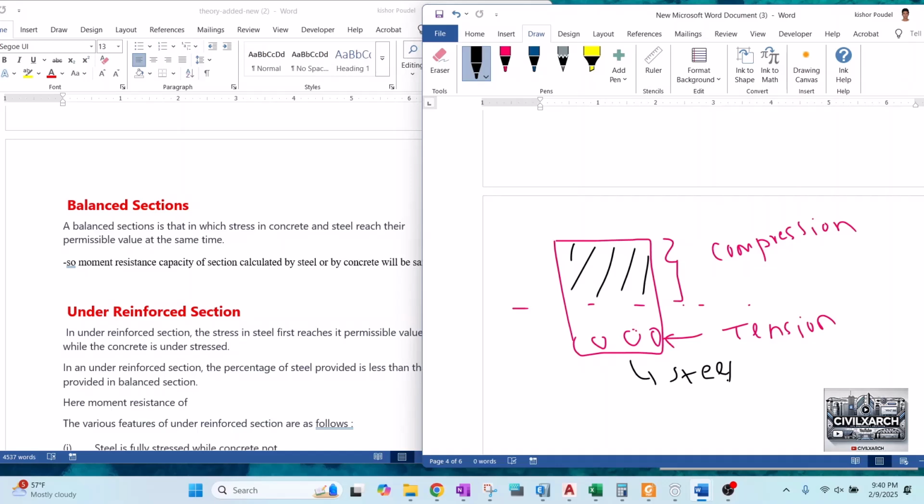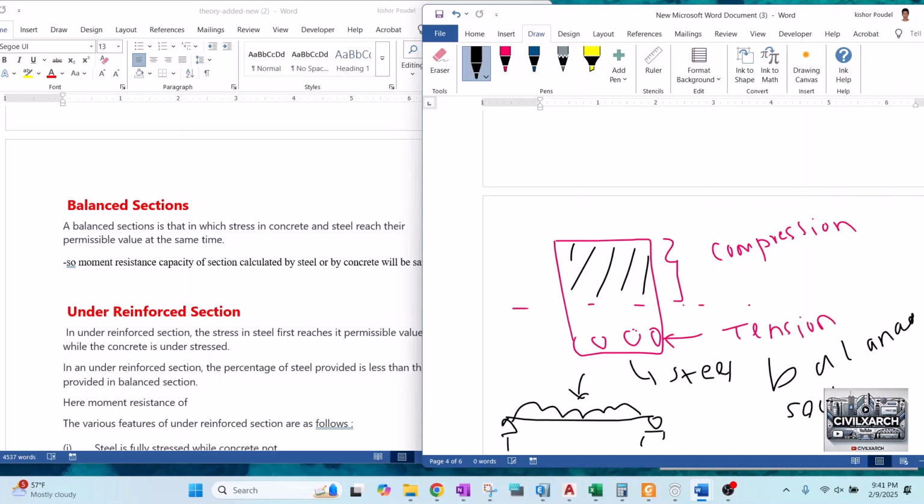So in this section, when the load applies here, it will fail, or it will reach its permissible level, at the same time. That means this is the beam longitudinal section like this, and this is the load. If we increase the load here, at a certain time the beam will fail. At that time, the concrete at the upper side and the steel at the bottom portion will reach their permissible value simultaneously. This is the most economical, most optimized section, because its concrete and its reinforcement reach their permissible value at the same time. So this is the balanced section.